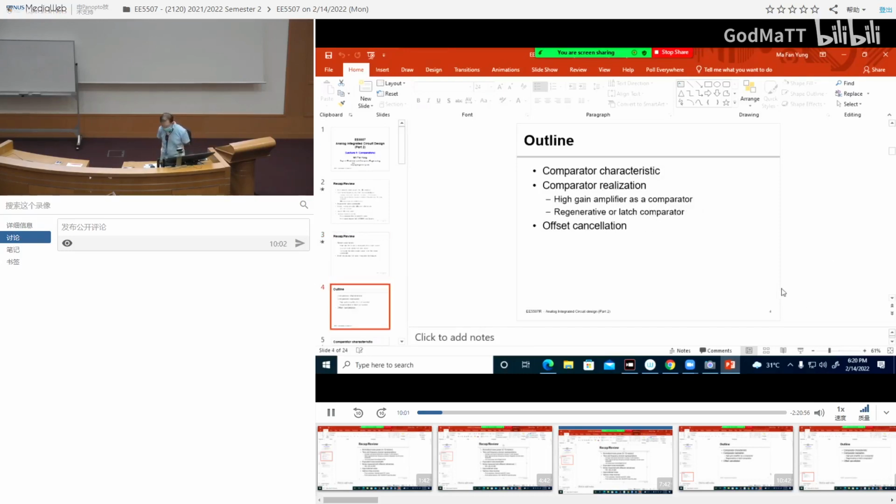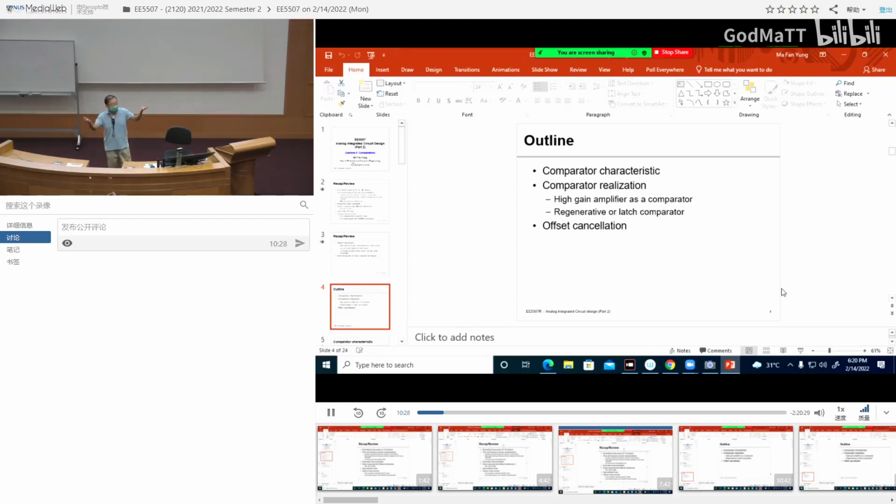So now today we will talk about a very useful and simple building block, which is a comparator. Who knows what a comparator does? What is the function of a comparator? As the name implies, compare. Compare what?